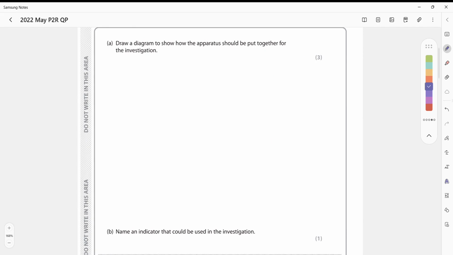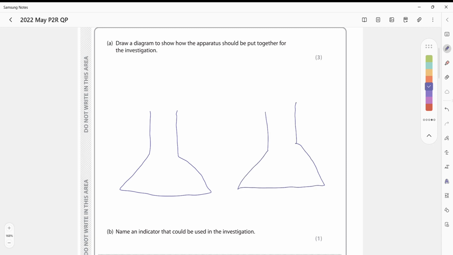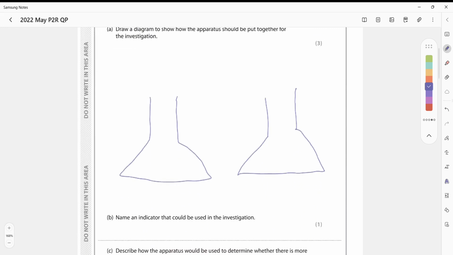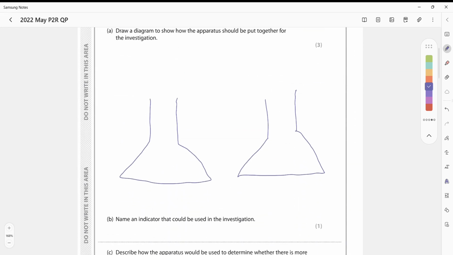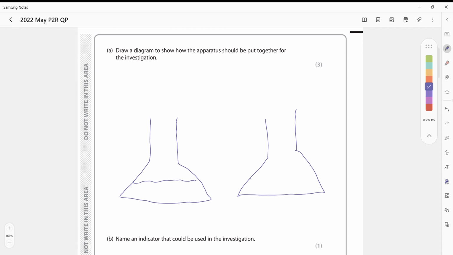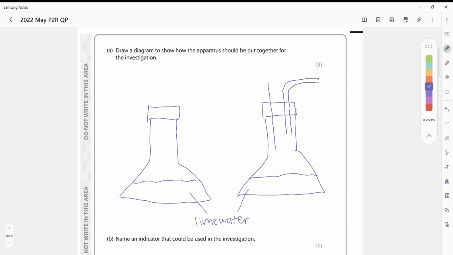Draw a diagram to show how the apparatus should be put together for the investigation. So I'll draw it out first, and then I'll go over how the apparatus works. So we're given 2 conical flasks. And then we're also given bungs with glass tubing. So there's a short end and the long end. The long end is going to go inside of the indicator, and we said the indicator was lime water, right? So this is lime water. Then we have the bung on both of them. We have the short end of the tube go here, and then we have the long tube that would go into the indicator.